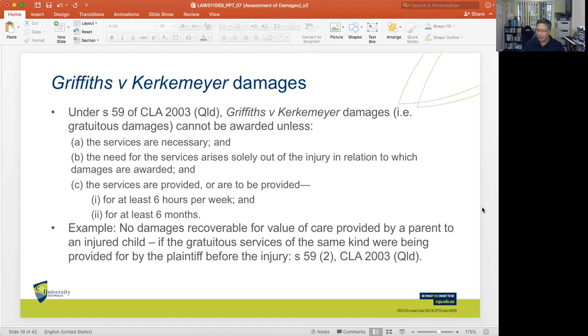Now it's different, for example, if you've got a parent and an adult child. The parent hadn't been taking care of the adult child, and then because of the injury, the parent now has to take care of his adult child. In that case, Section 59 will not apply because the need for services on the part of the parent arose solely out of the injury in relation to which damages were awarded. The parent in the second scenario wouldn't have been taking care of the adult child, but is only taking care of the adult child as a result of the injury. So in that case, Section 59 does not apply. Griffiths versus Kars damages would still be payable.